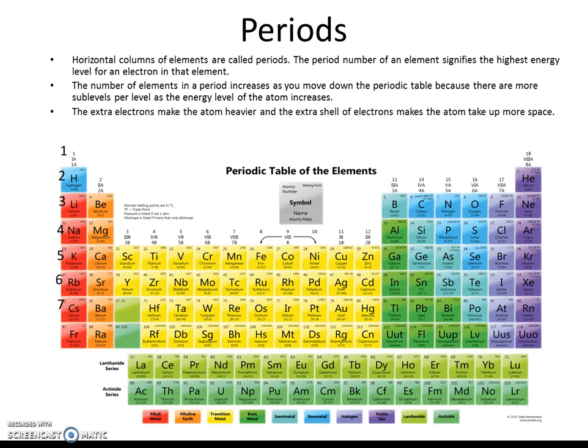The extra electrons make the atom heavier, and the extra shell of electrons makes the atom take up more space. For example, period number 1 would have 1 outer shell. Period number 2 would have 2 outer shells. Period number 3 would have 3 outer shells. Period number 4 would have 4 outer shells, and so on.